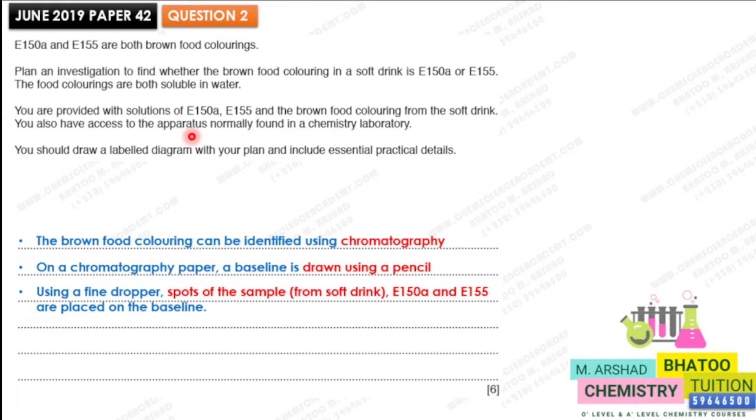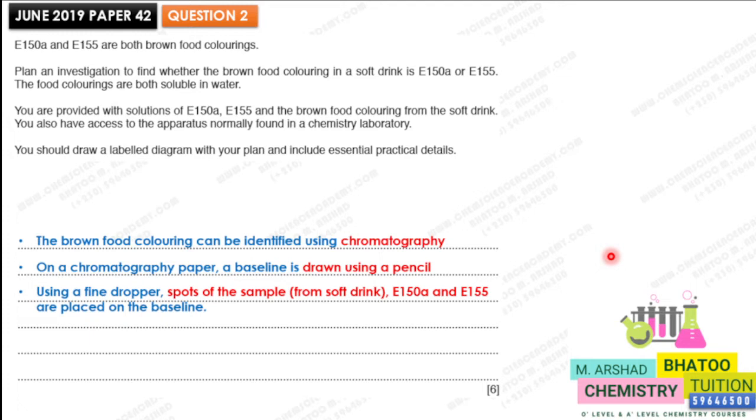Then, next point, what is it? Leave the paper in the solution. In the solution. So, you would have to place the chromatography paper in a chromatographic tank or in a large beaker, containing the solvent, or containing water in this case because it is already soluble in water.